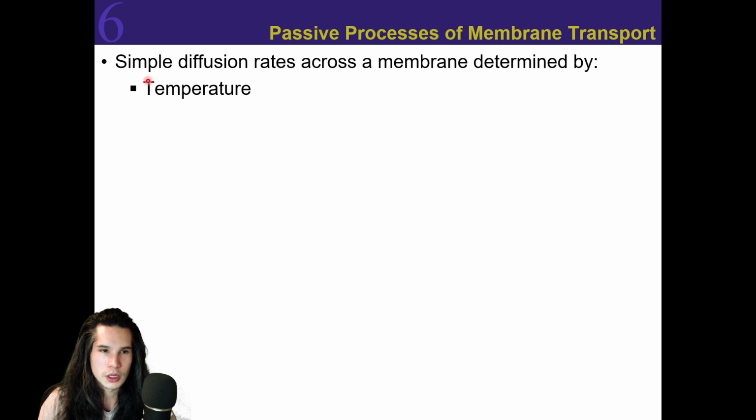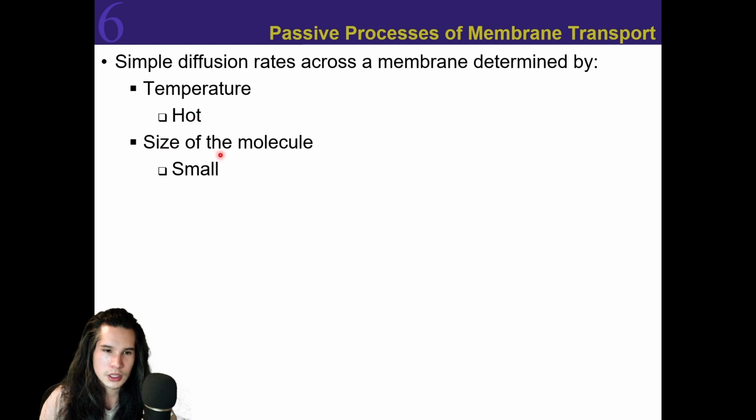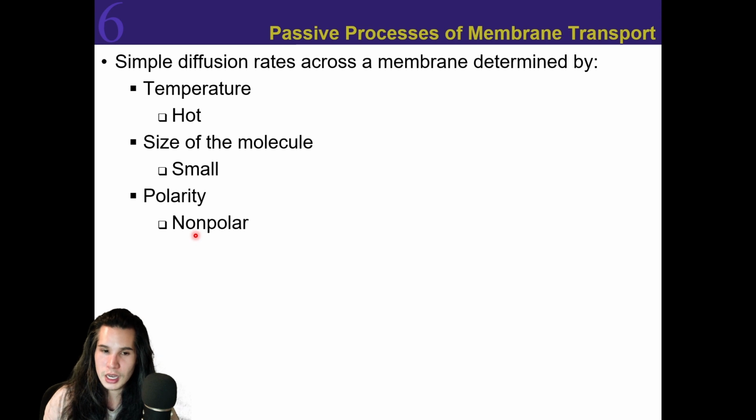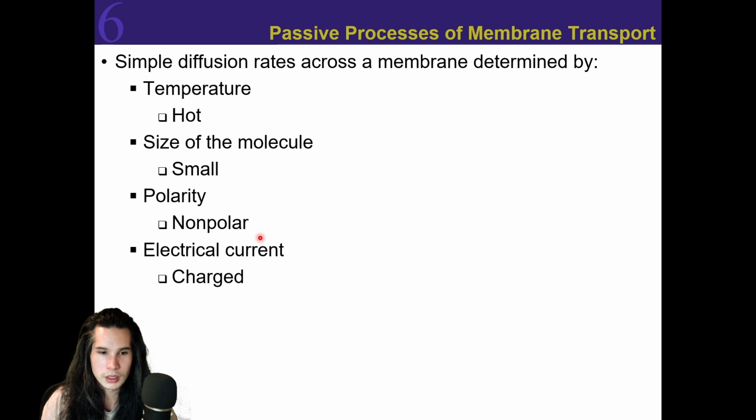Okay, so we're going to talk about simple diffusion and the things that can influence the rates. So temperature is one thing that can influence the diffusion rate across the membrane. If it's warmer, typically you're going to have a higher rate of diffusion. Next is going to be the size of the molecule. Typically smaller molecules have an easier time diffusing through a membrane. And then if it's nonpolar, it's going to have an easier time moving from one side, let's say extracellular, outside of the cell, to the inside of the cell. If it's nonpolar, it's going to have a very easy time moving through the membrane.